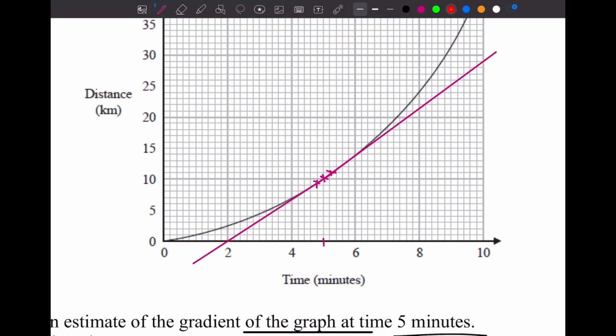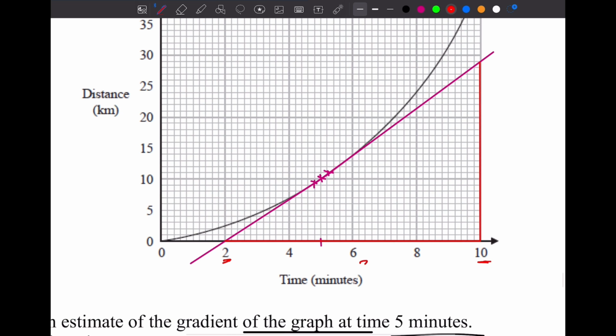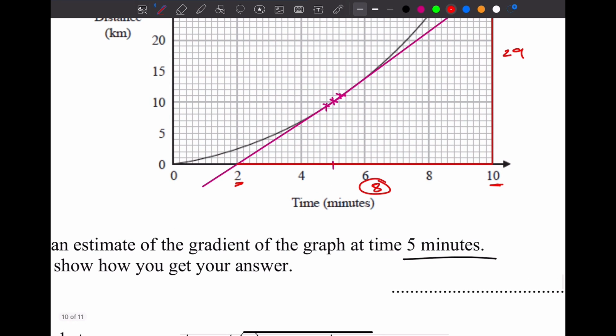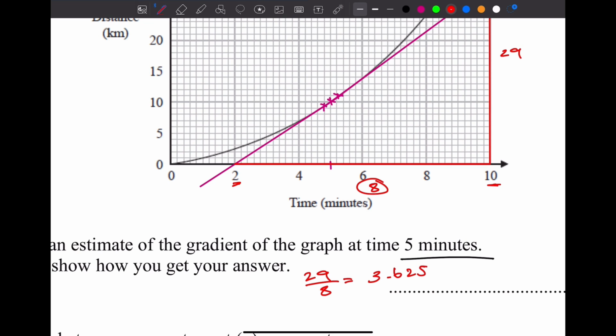I tend to make the largest triangle I can, easier for me to do. It's 2 here, 10 here. That makes my base 8. And how high does it go? I think it's 29. So it's about 29. So for me, 29 divided by 8, which is 3.625. I would say any answer between 3.4 to 3.9, anything between that seems good enough.